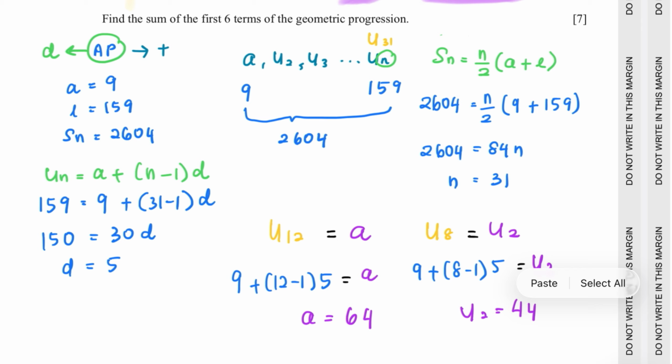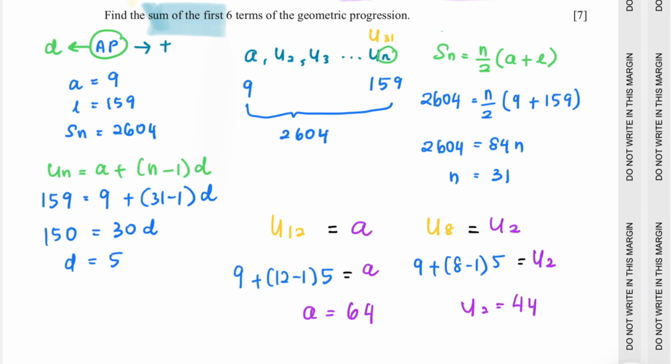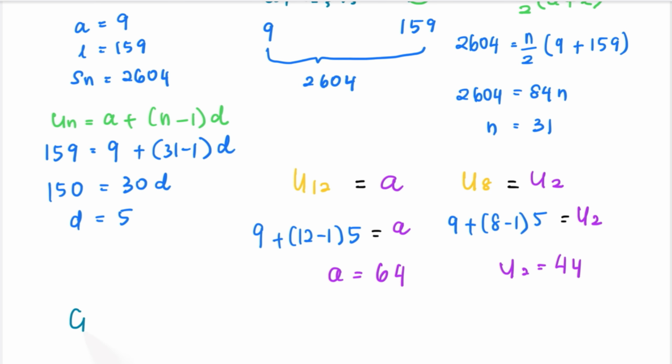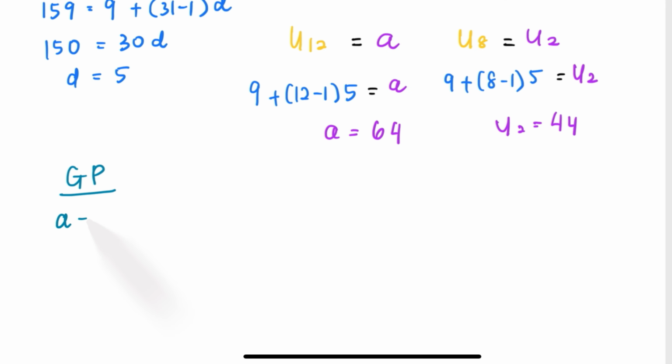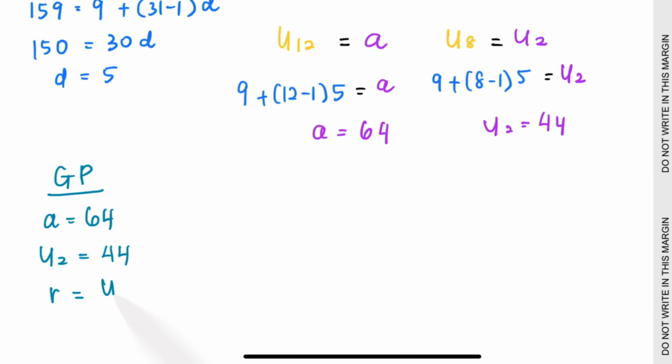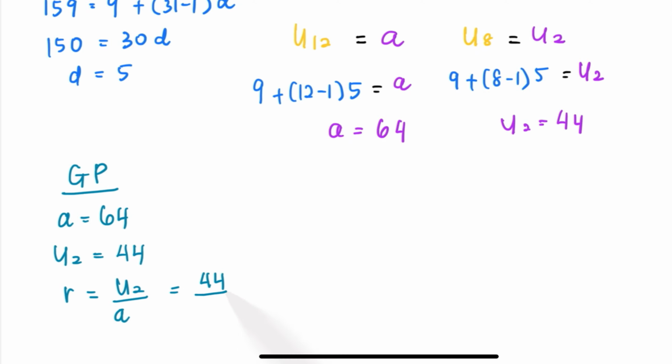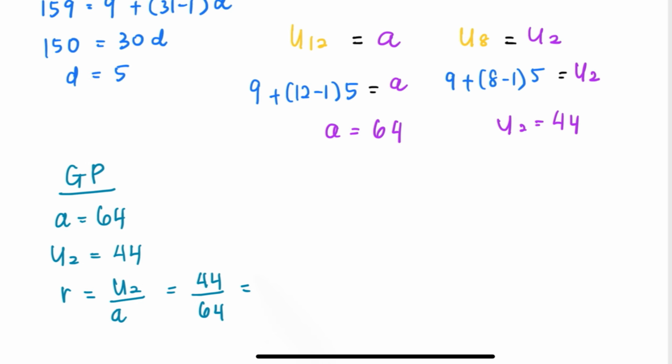The question is asking us to find the sum of the first 6 terms. Now, for the geometric progression, we already have the information about the A, and we have the information about the second term, which is 44. The next important information that we need to find first before we solve the question is R, or the common ratio. To find the common ratio, it's the second term divided by the first term. So 44 divided by 64, that is equal to 11 over 16.